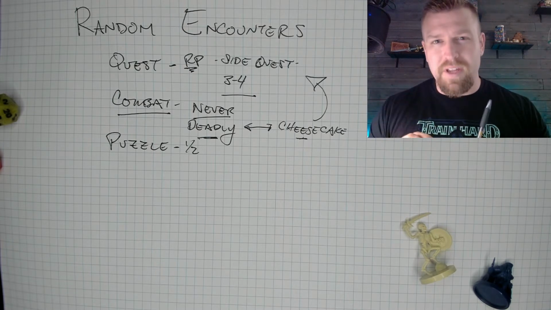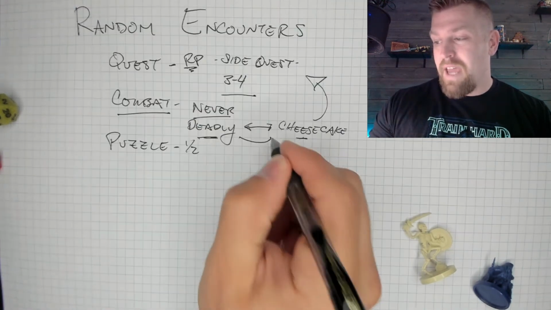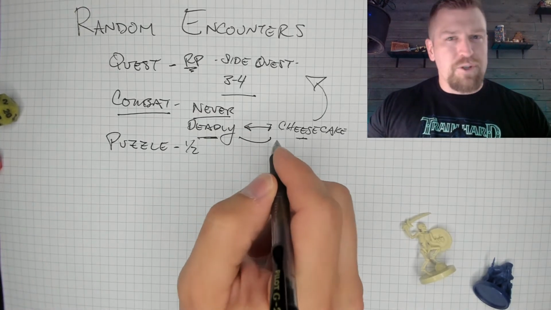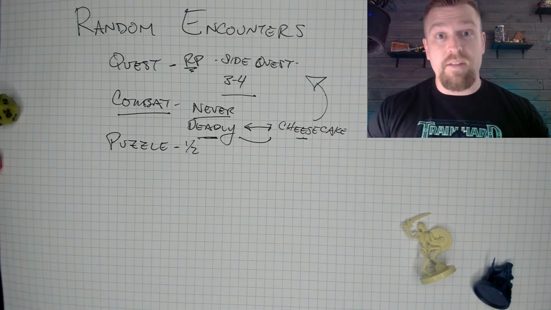You can do it to a degree, but make sure that you have a CR in mind, right? Have a spot on the spectrum of deadly to cheesecake so that you know where you need to be.